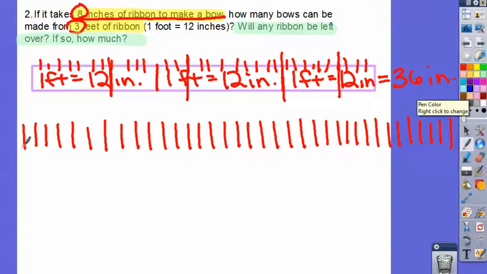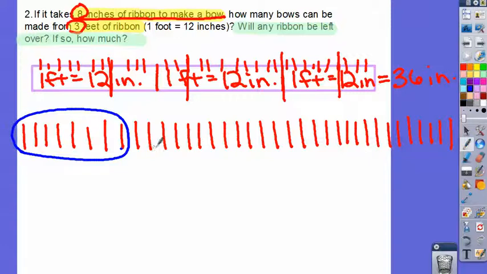So I could go 1, 2, 3, 4, 5, 6, 7, 8. And again, 1, 2, 3, 4, 5, 6, 7, 8, circling groups of 8.